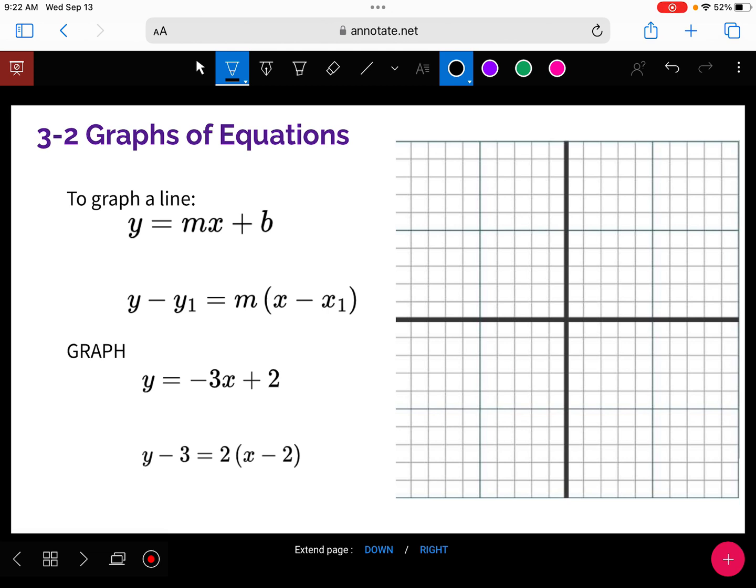So, graphing lines you've been doing since probably 5th grade? y equals mx plus b, we've seen a long time. What's this one called? What's y equals mx plus b called? Slope intercept. It uses our slope and our y-intercept.